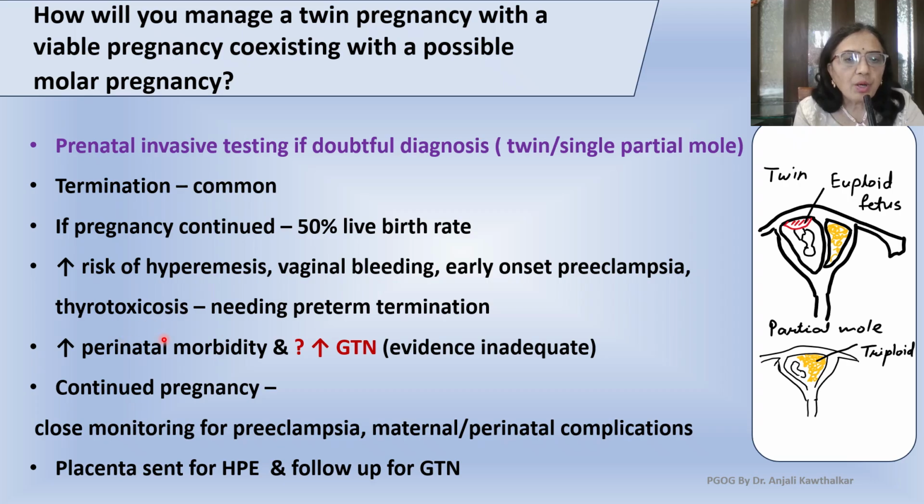There is an increase in perinatal morbidity because of this preterm termination, and there is a question mark about increased risk of GTN. Evidence at present is inadequate, as cases are fewer and there is no strong evidence, but still there is a slight increased risk of gestational trophoblastic neoplasm when pregnancy is not terminated. With continued pregnancy, close monitoring for preeclampsia and maternal and perinatal complications is mandatory, and the placenta should be sent for histopathological examination. And this patient needs to be followed like all the other cases, with regular HCG follow-up, to see whether it proceeds to gestational trophoblastic neoplasm.